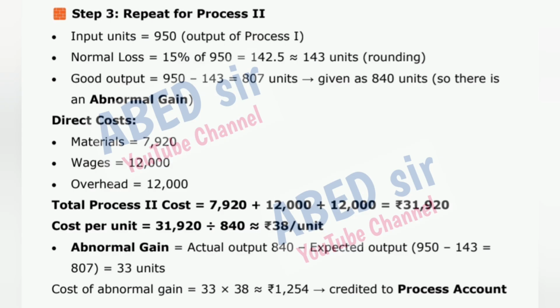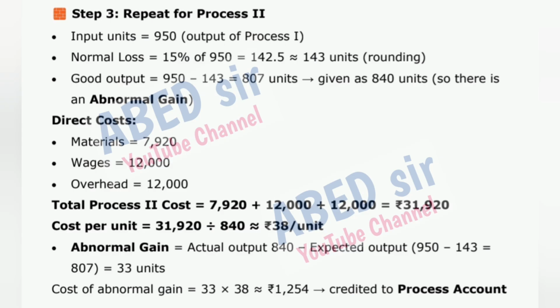Step 3. Repeat for process 2. Input units is equal to 950, the output of process 1. Normal loss is equal to 15% of 950, which is 142.5, or 143 units, rounding. Good output is equal to 950 minus 143, which is 807 units. Given as 840 units, so there is an abnormal gain.